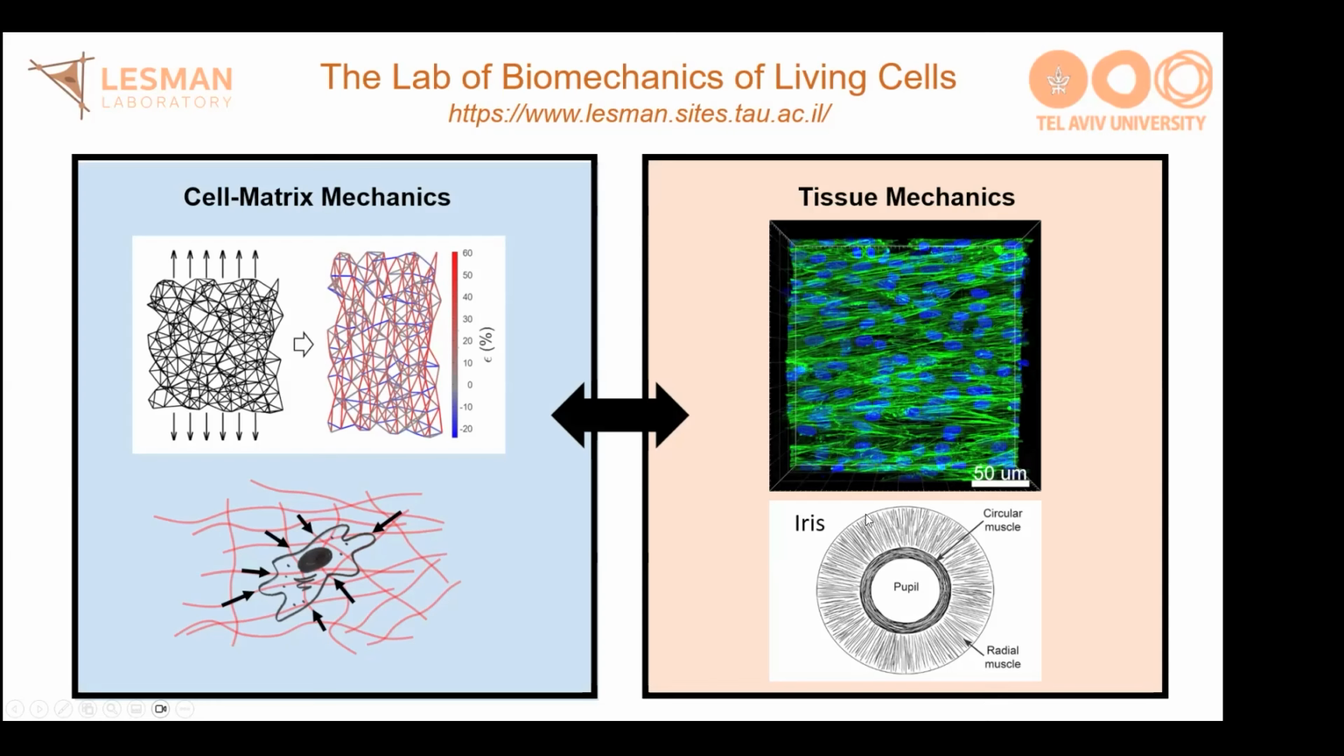Okay. And now we're also doing some work on the iris, which is also a nice tissue made of muscle tissue with different organizations. But I'm not going to talk about it today. Today, I'm going to focus more on the cell matrix mechanics, and hopefully a little bit about collective behavior that I'm hoping to take more in the future. I would be very happy to get feedback from you about that, and feel free to ask any question that you may have during the talk. Okay.